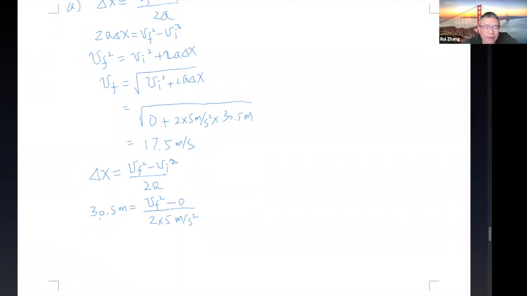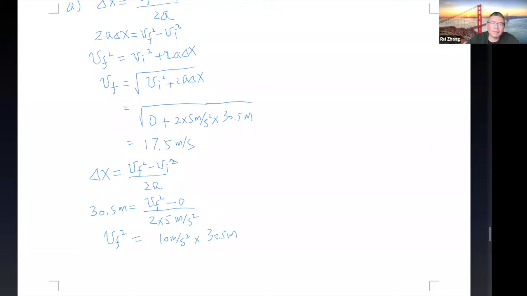If you really love numbers, you just have to leave these numbers. You can plug the numbers directly here. And then at this step, it's maybe easier for you to see that. So VF squared equals, this is a 10, right? So 10 meter per second squared times 30.5 meter.